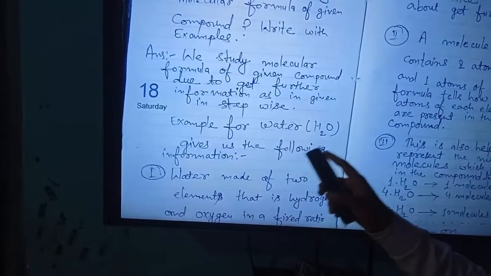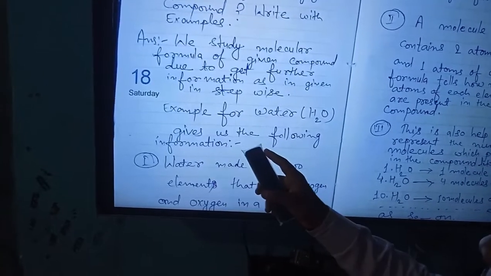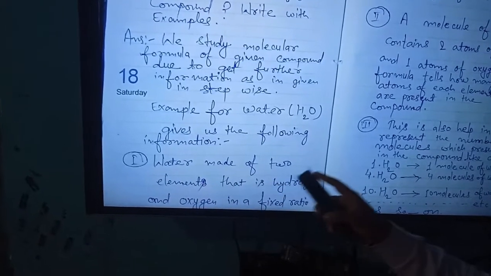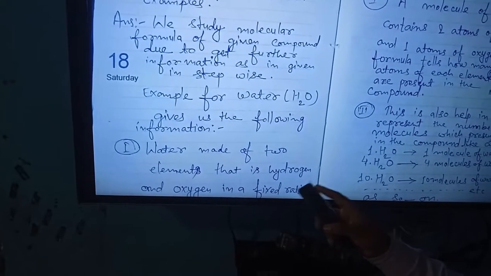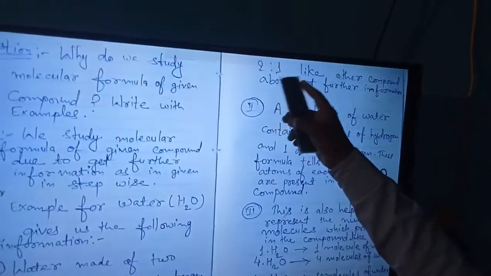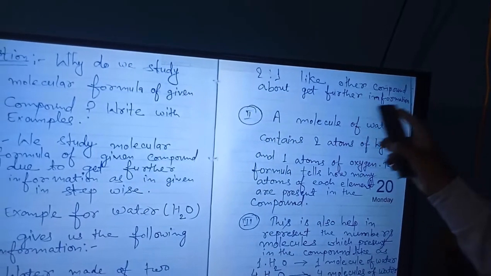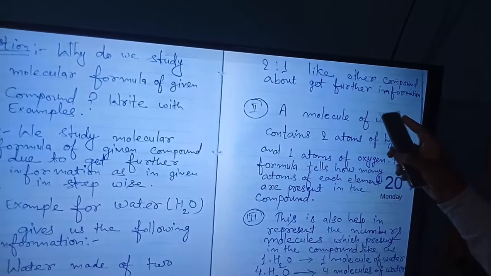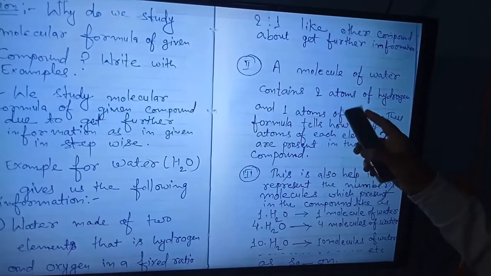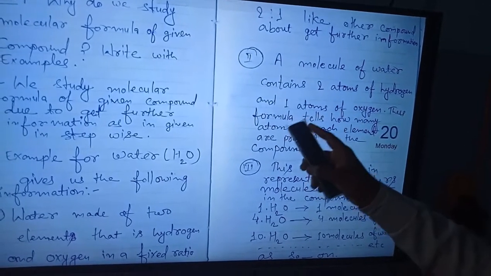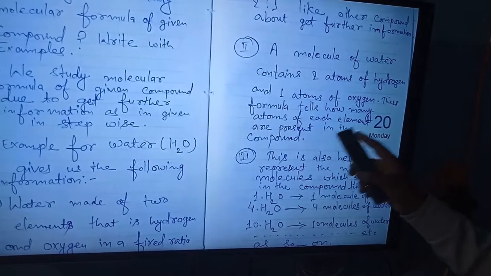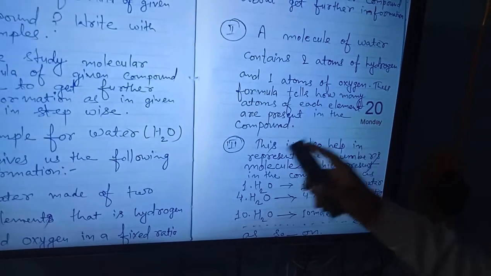Example: water, H2O, gives us the following information. First, water is made of two elements, hydrogen and oxygen, in a fixed ratio, that is 2:1, like other compounds. Second, a molecule of water contains two atoms of hydrogen and one atom of oxygen. Thus, the formula tells how many atoms of each element are present in the compound.